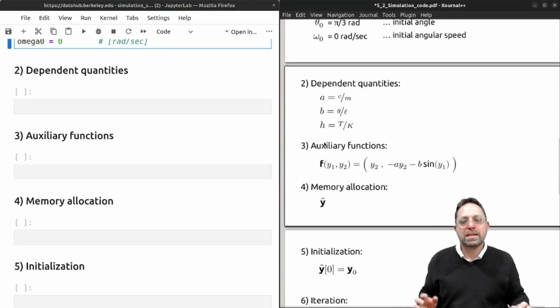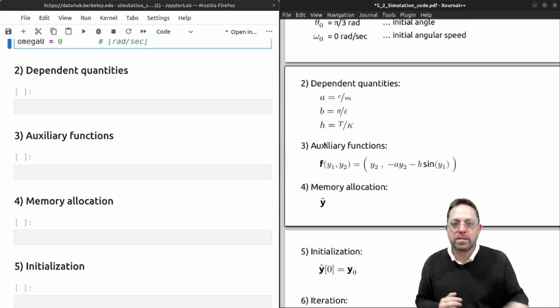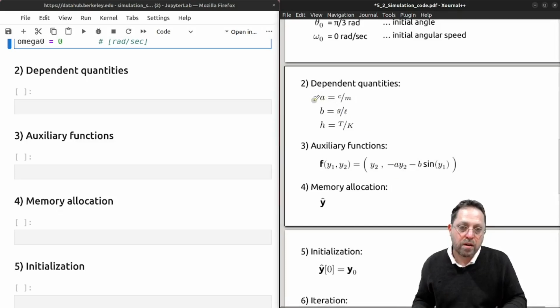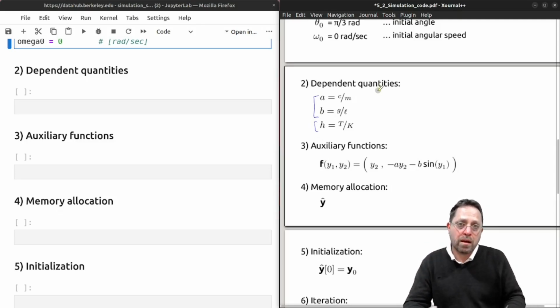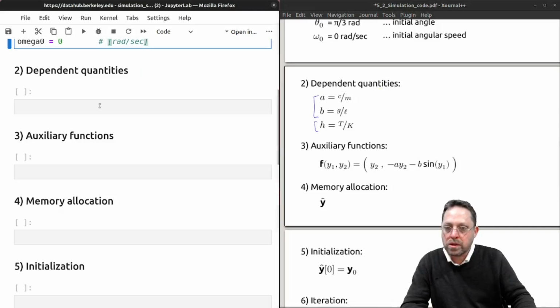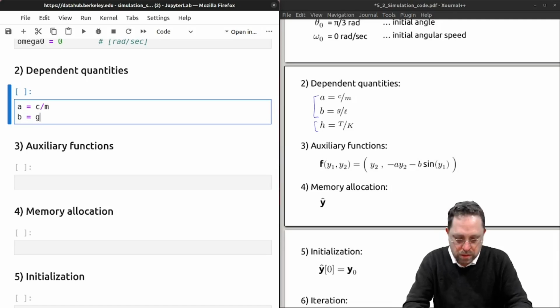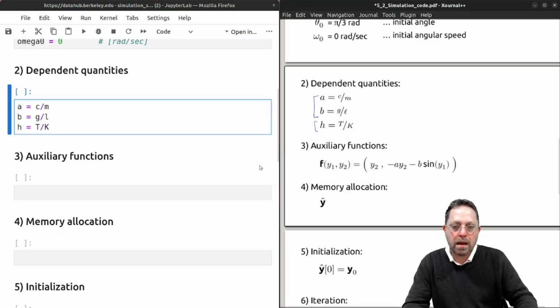So these are any quantities that are just applying a formula to the constants that give us those quantities. Examples of those in our system, we have the coefficients of the equations of motion, A and B, and then the duration of the time interval. So, of course, in a course like this, you would not have to know how to derive these. We're providing them to you. So let's just put them into the code. A is equal to C over M, B is equal to G over L, and H is equal to capital T over capital K.